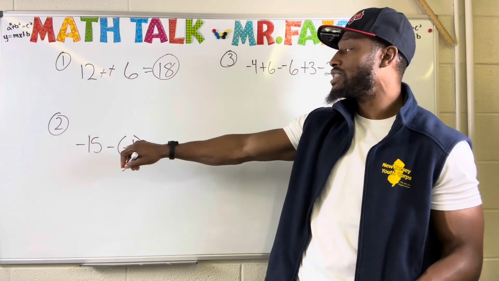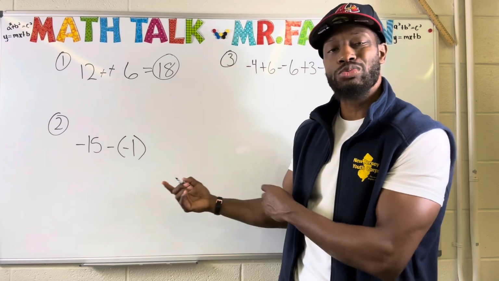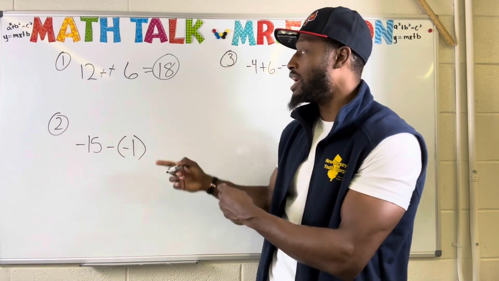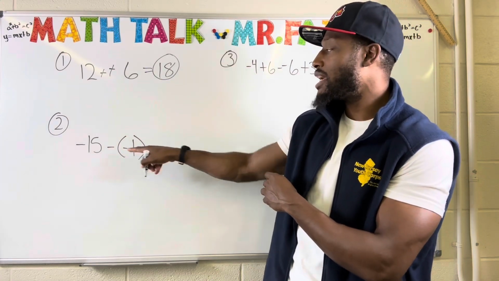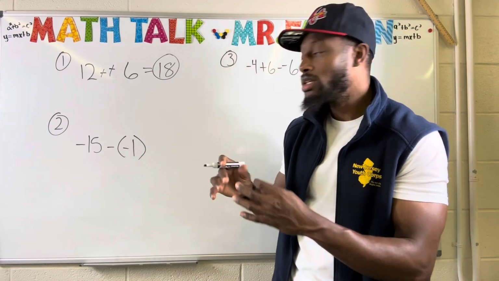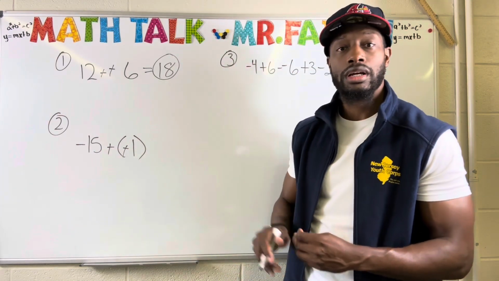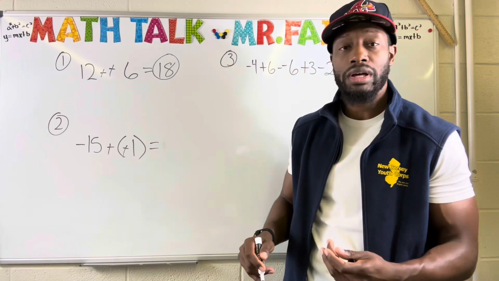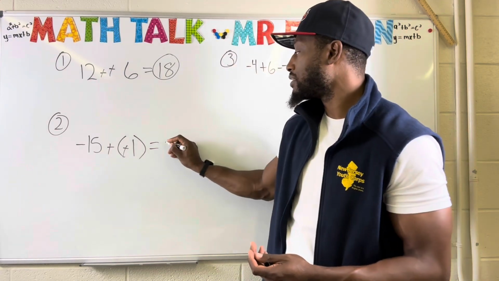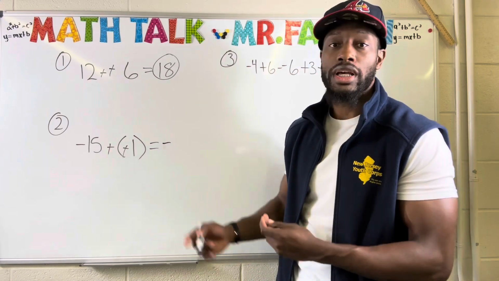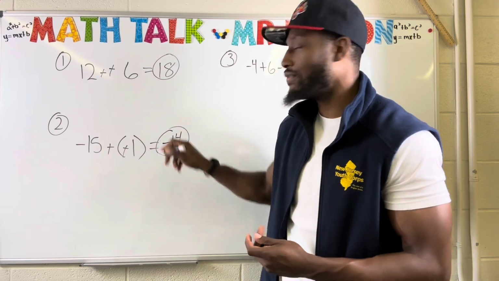Now we drop down to number 2. We have negative 15 minus negative 1. Now I put it in parentheses just because you might see it in parentheses. But I need you to understand, it's literally the same thing as problem number 1. We see that minus sign and that negative sign that close to each other, we still going to make both of them addition. Negative 15 plus 1. Remember, if the signs are different, we keep the sign of the bigger number. 15 is negative. So the answer is going to be negative, and then we subtract them. 15 minus 1 is 14. Our answer is going to be negative 14.